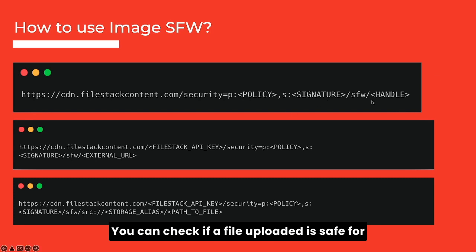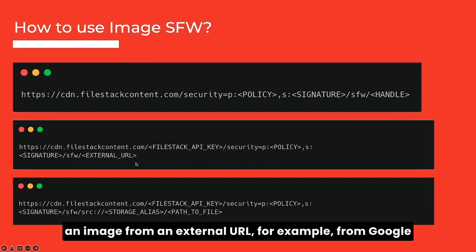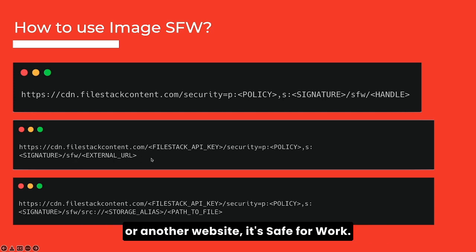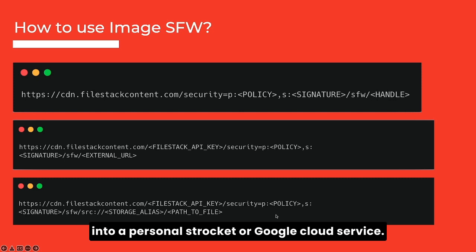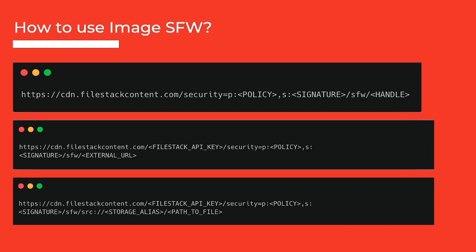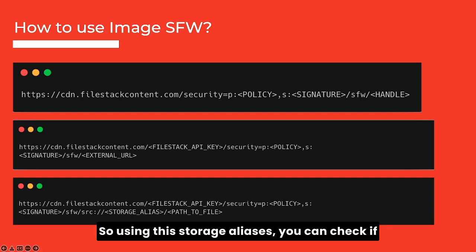You can check if an uploaded file is safe for work using its handle. And also, you can check if an image from an external URL, for example from Google or another website, is safe for work. And additionally, maybe you have already stored files in a personal S3 bucket or Google Cloud service. So using these storage aliases, you can check if that stored image is actually safe for work.